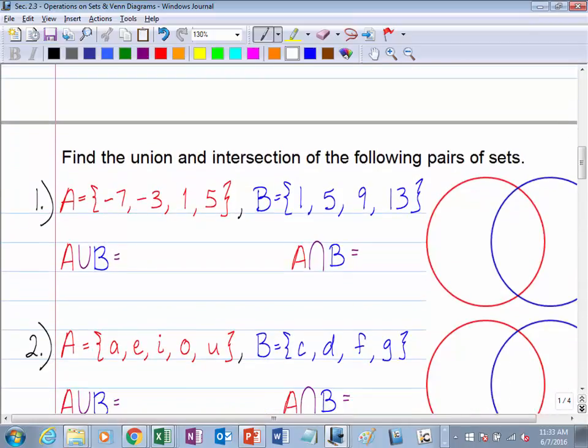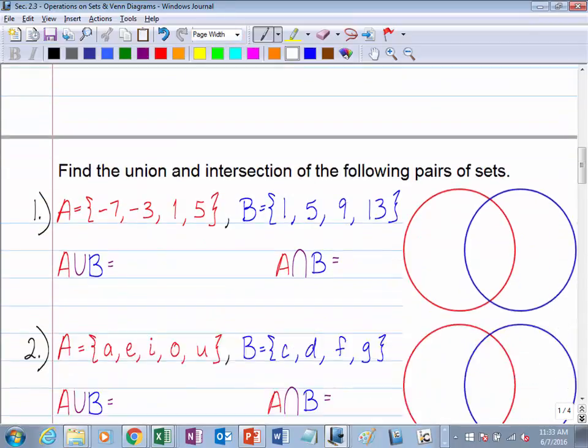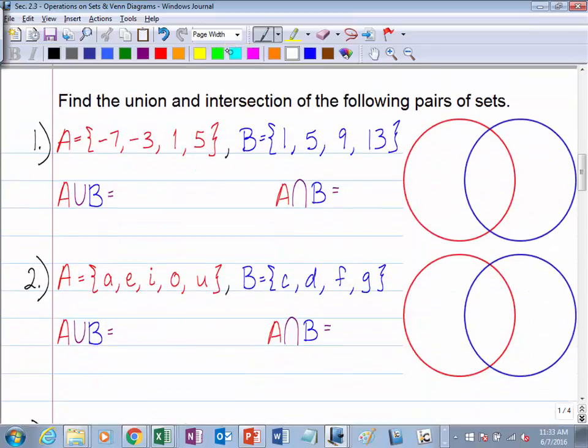All right, so find the union and the intersection of the following pairs of sets. And I always like to use a Venn diagram. The easiest one to do is the intersection, see what they have in common. So they both have 1 and 5. So in your Venn diagram, you would put 1 and 5 in the intersection. And then you would put the other elements from A over here, so -7 and -3, and the other elements from B, 9 and 13, over there.